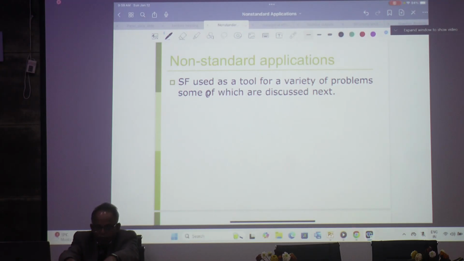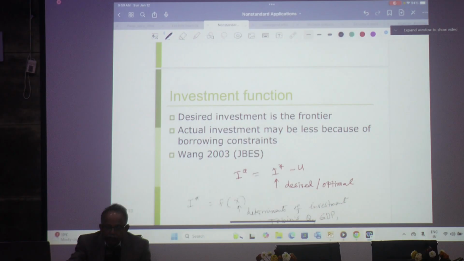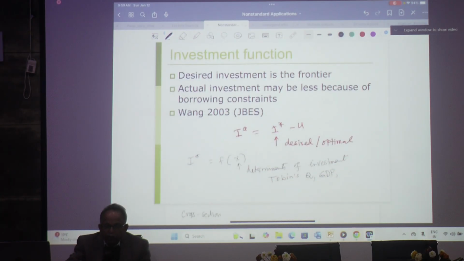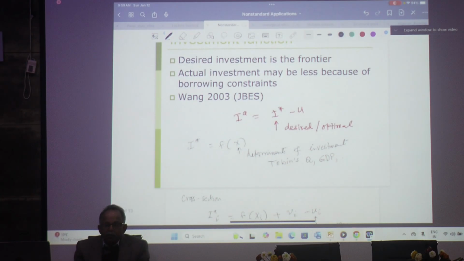So the first thing, just take the pencil out. The first thing is to think in terms of an investment function. From your macro class, you learned that investment is a function of some variables. I was thinking in terms of investment here, and it's a function of Tobin's Q, GDP, and things like that. Now the question is, before you estimate the investment function, you might be thinking in terms of a case like this.